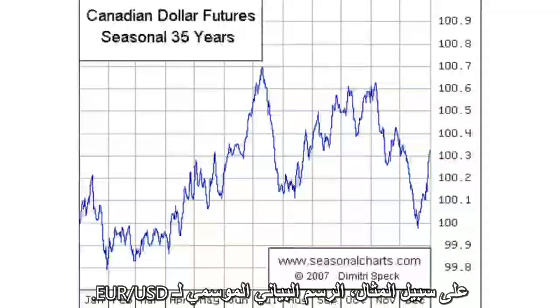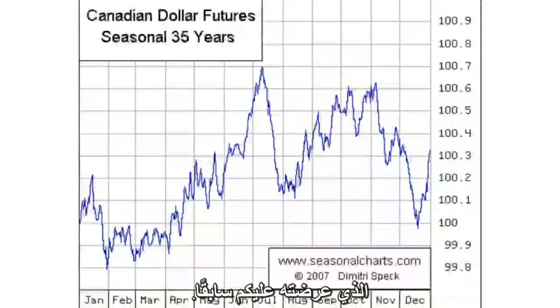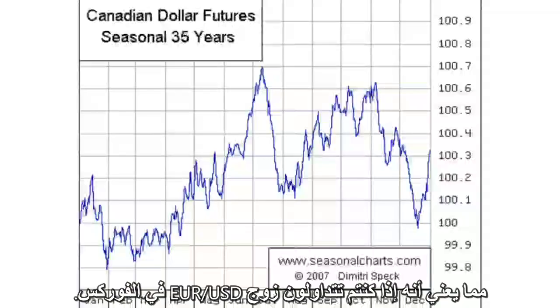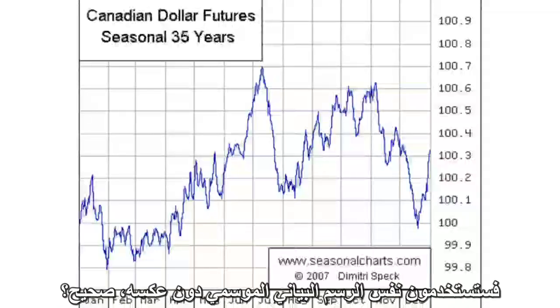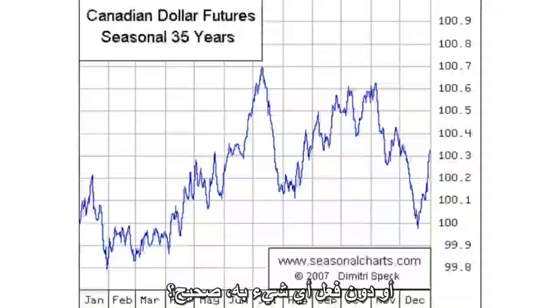For example, the Euro USD seasonal chart that I showed you earlier was a Euro USD seasonal chart, which means that if you are trading the Euro USD forex pair, then you would use the same seasonal chart without inverting it, or without doing anything with it, right? Because their name is the same. Both are Euro USD, nothing is different.